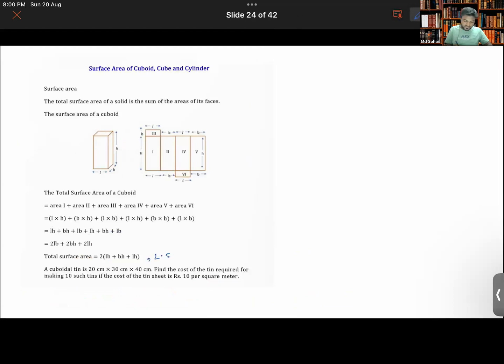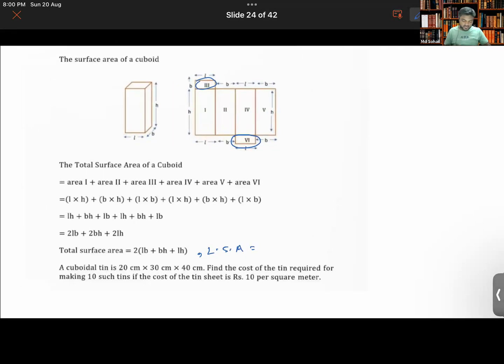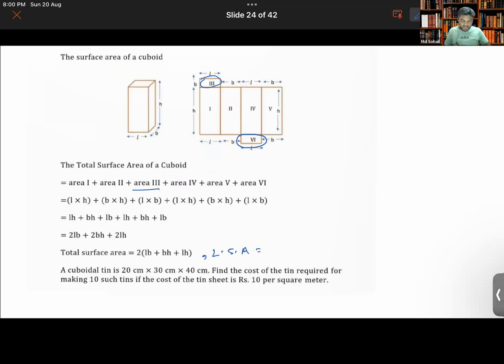Lateral surface area. Here now, you don't have figure number 6 and figure number 3. Just exclude them. While in the calculation, you won't be considering area number 3 and area number 6. Basically, cancel this one and cancel this one. So you are left with length into height plus breadth into height plus length into height, again breadth into height.